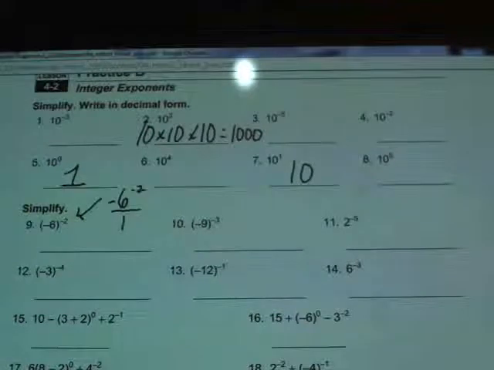Now, if we think about how we think about positive exponents, obviously we'd be in trouble. I can't take negative 6 and multiply it by itself negative 2 times. If it was negative 6 to the 2nd, no problem. I take negative 6 and multiply it by itself twice. I can do that. But I can't take negative 6 and multiply it by itself negative 2 times. I have to have a rule or a property or something to help me make that happen.